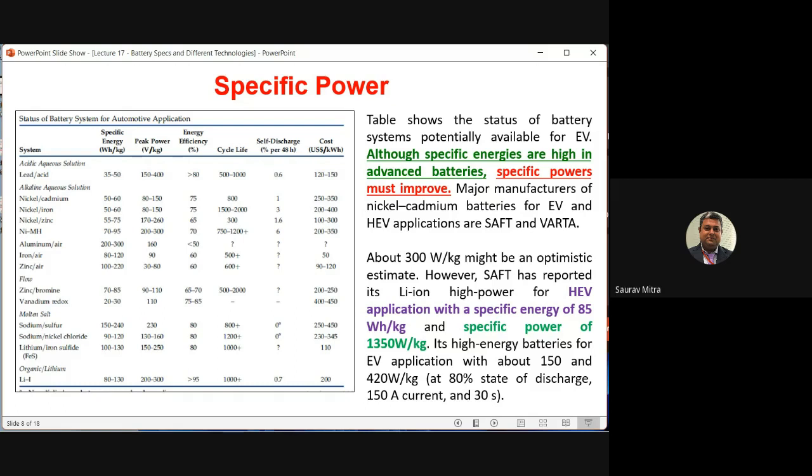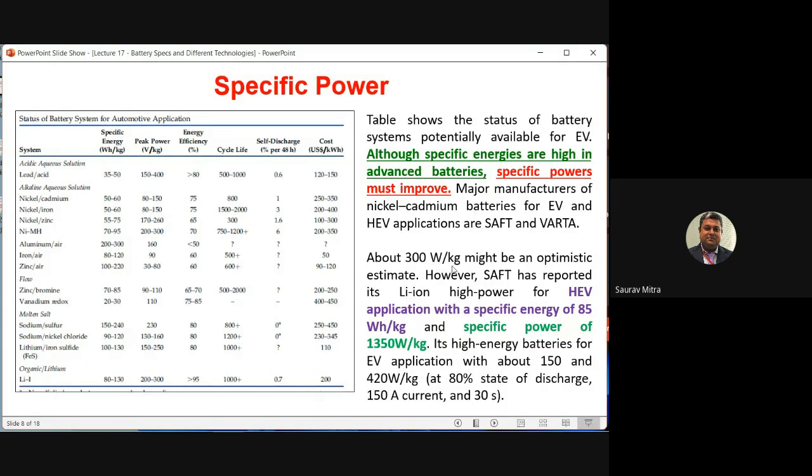So, major manufacturers of nickel cadmium batteries for EV and HEV applications. These are the two companies, if you remember. One is SAFT, another is Varta. SAFT and Varta are two companies which are heavily involved in this battery technology. They had produced nickel cadmium batteries for HEV application.